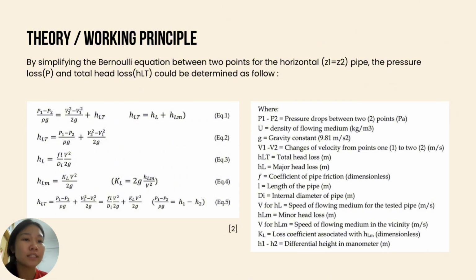And HL is fL over D times V squared over 2g, and the HLM is KL times V squared over 2g. So from here we can conclude that HLT equals P1 minus P2 over rho g plus V2 squared minus V1 squared over 2g, or fL over D times V squared over 2g plus KL times V squared over 2g. And P1 minus P2 over rho g also equals H1 minus H2.